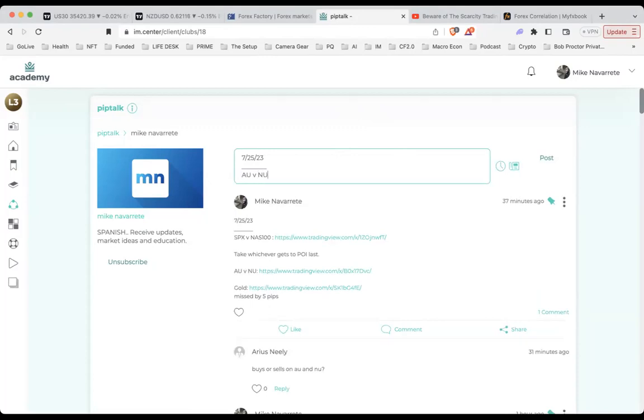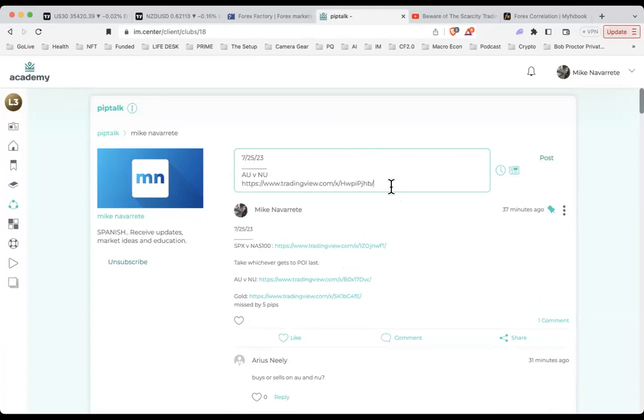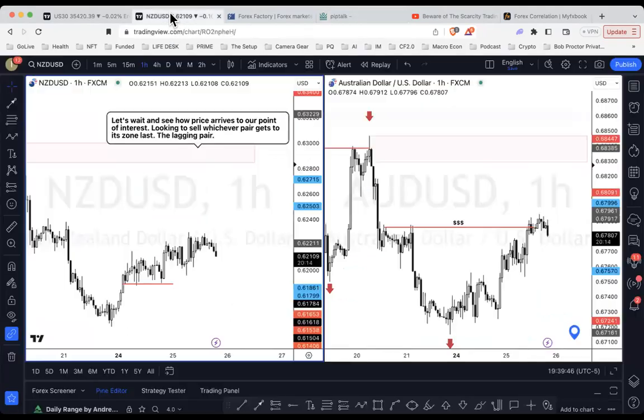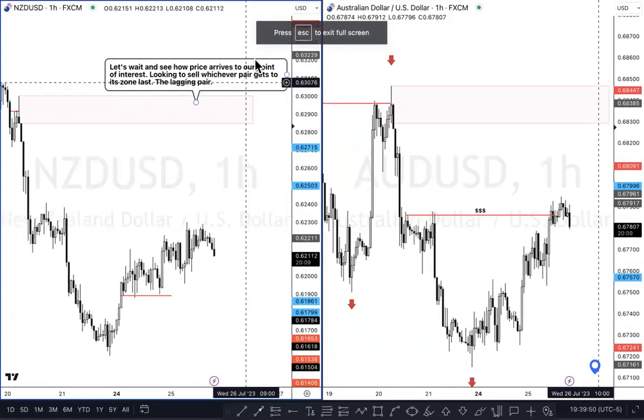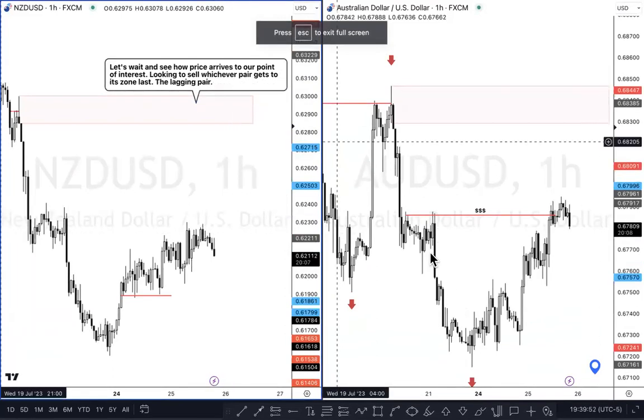AU versus EU. Cool. So I'll post this here. Yeah, in a bit. All right. So now we have those set in stone. And this is just a 1 hour. We haven't even zoomed in yet. There might be something else.